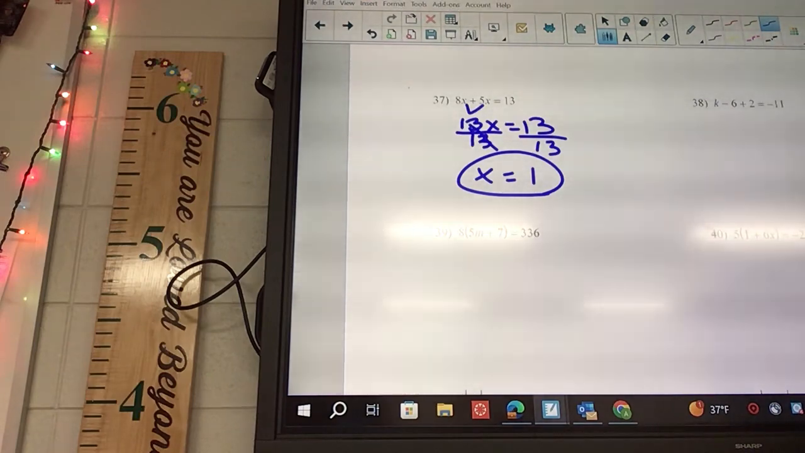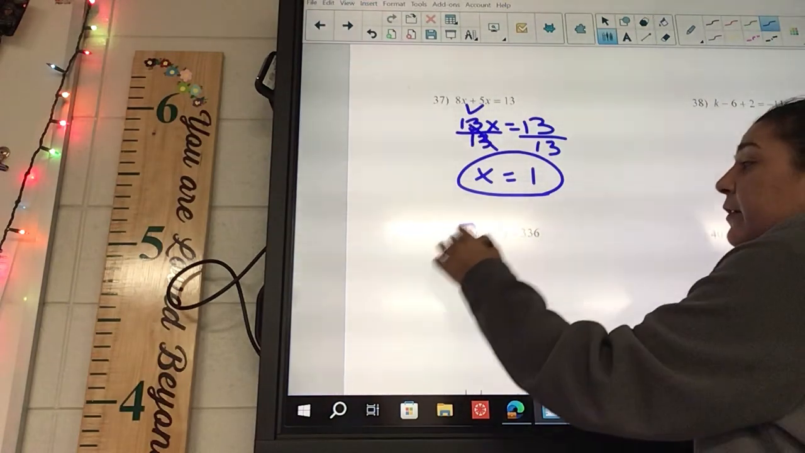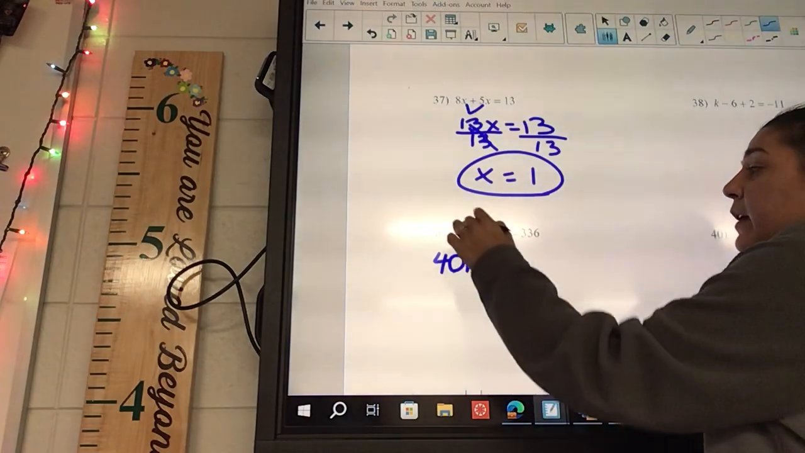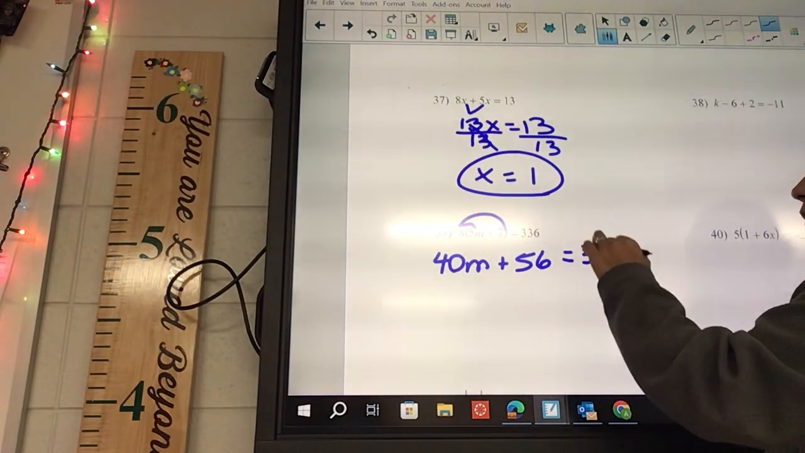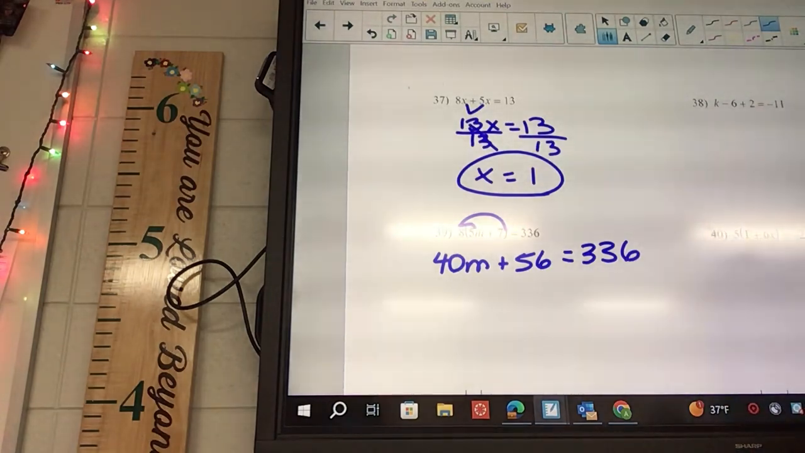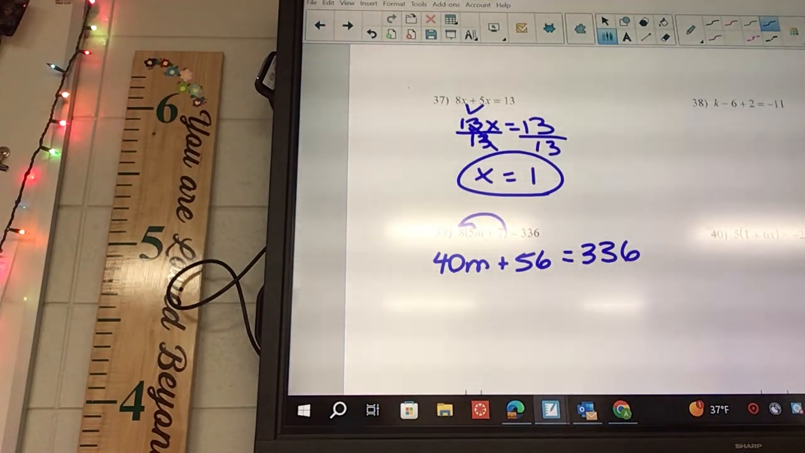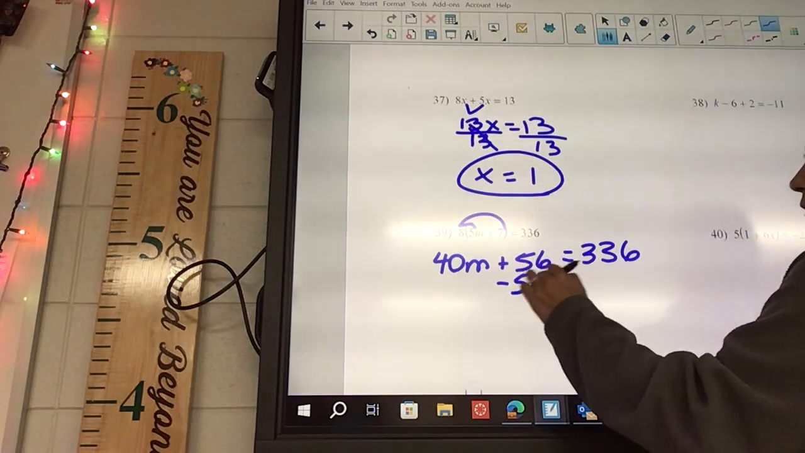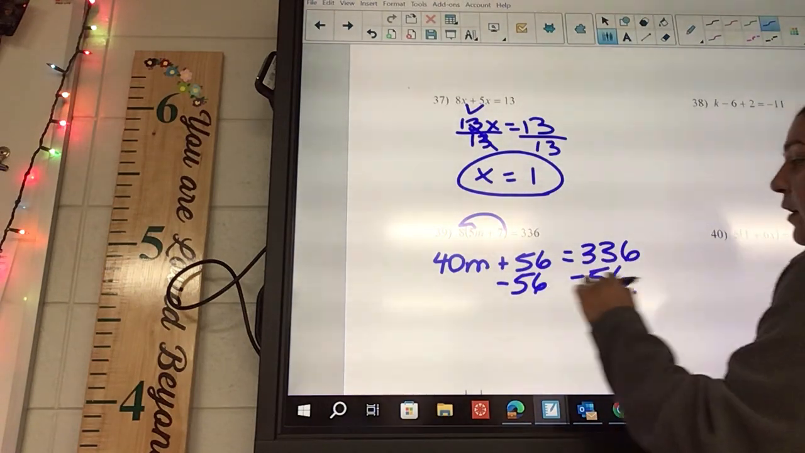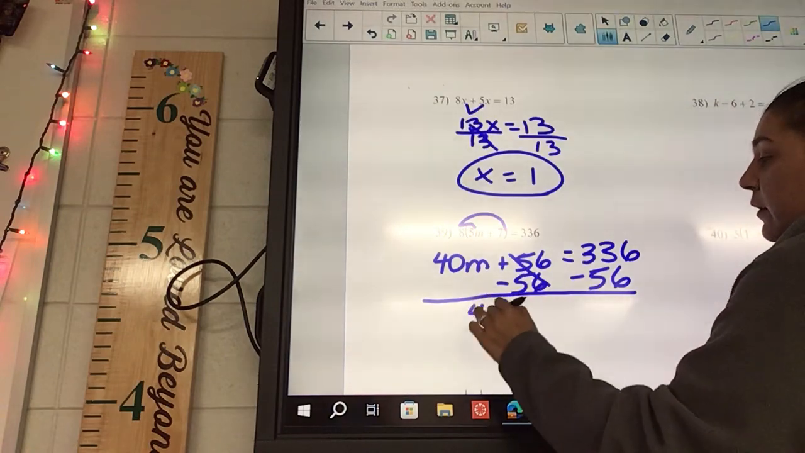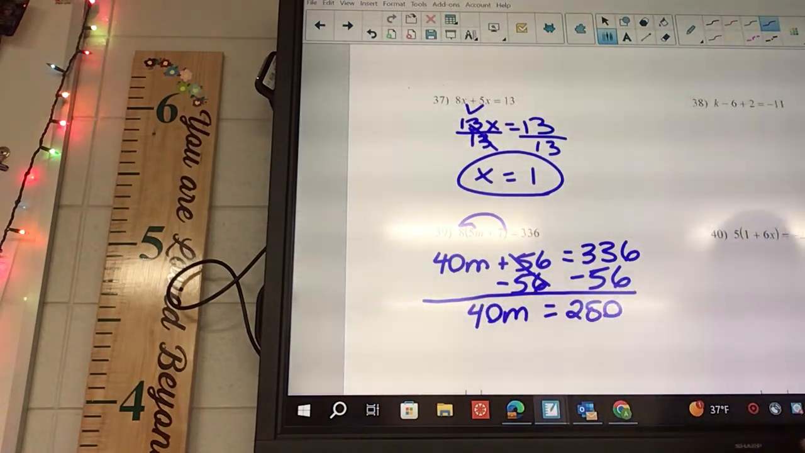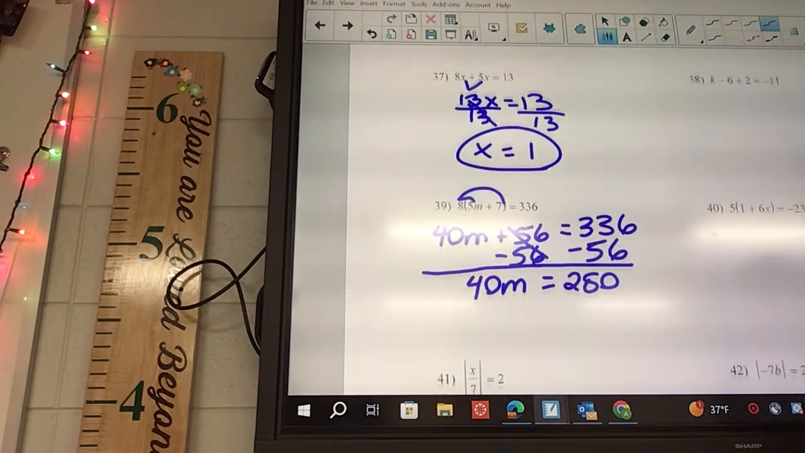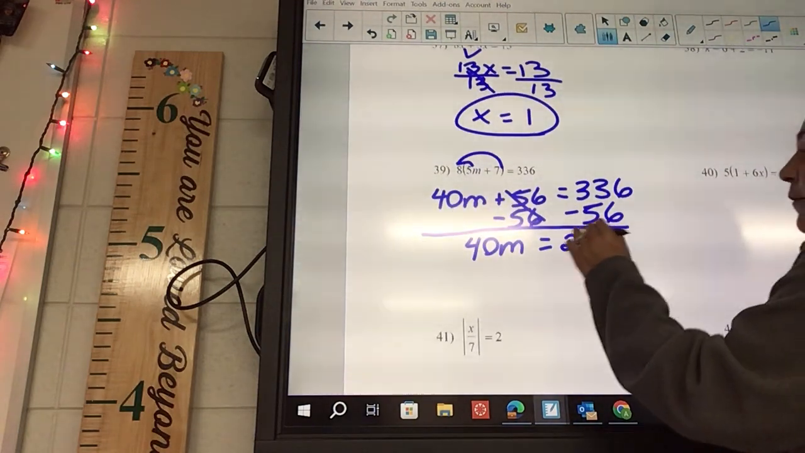Okay, and last one. I got 8 times 5 is gonna be 40m. 8 times 7 is 56. Subtract 56 on both sides. And somebody help me out because I don't know what that is. Huh? 280. Okay, so you're gonna get 280. And then divide by 40, which equals 7.